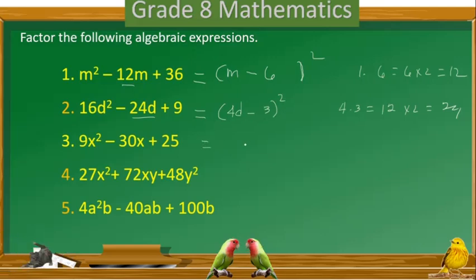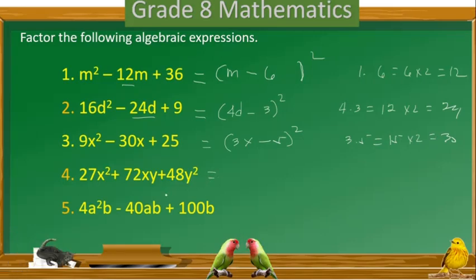How about number 3? Our first term is 9 squared, so this is 3x minus the square root of 25, which is 5, squared. Okay, let us check if this is a perfect square. 3 times 5, that is 15, times 2, that is 30. Okay, correct.